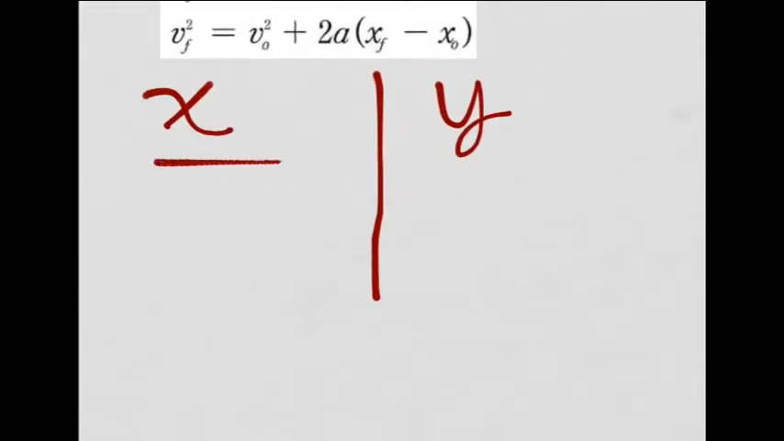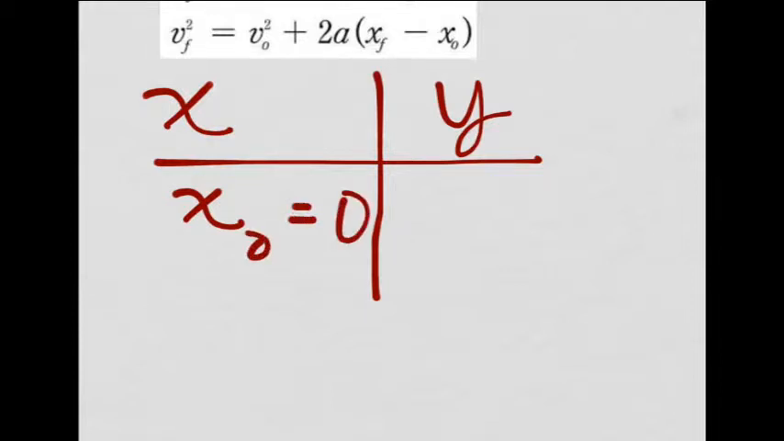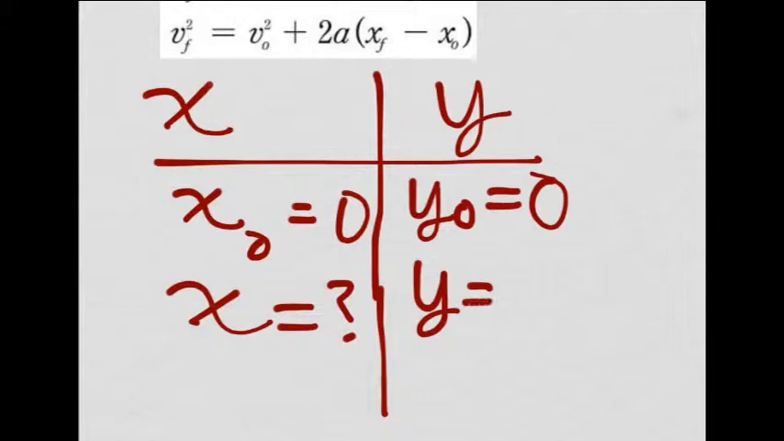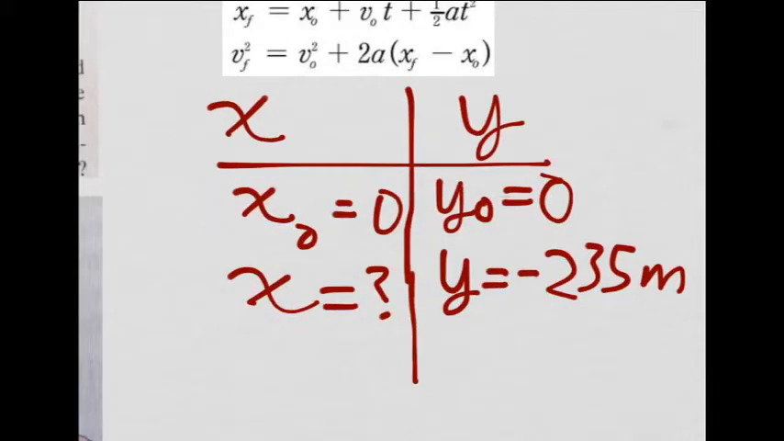First, let's do the initial position. Initial X is 0. Initial Y is also 0. Final X we don't know. That's what we're trying to find. And final Y is -235 meters. It's negative because it's going down.